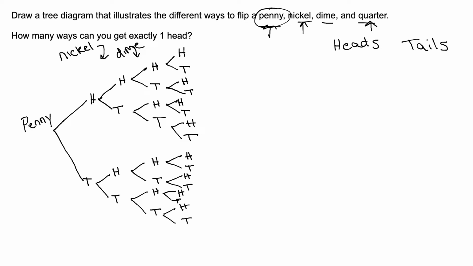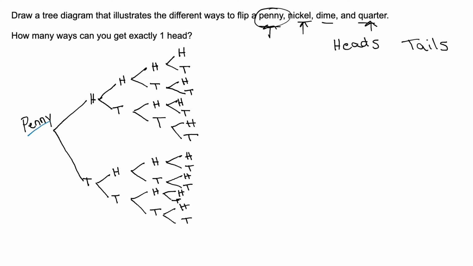Okay, so this is my tree diagram. If you'll notice, I have 4 different levels of branches: the penny, the nickel, the dime, and then finally the quarter. Now that I've drawn the tree diagram, I'm going to write all of the different outcomes. So we'll use the tree diagram to write all the outcomes.